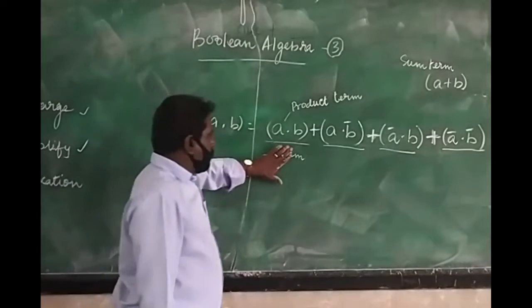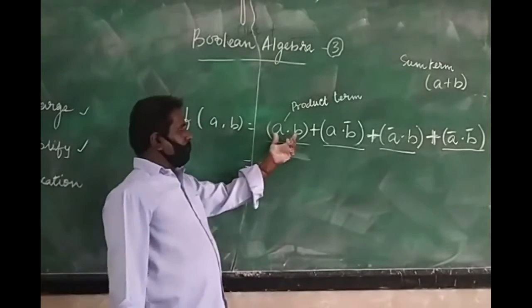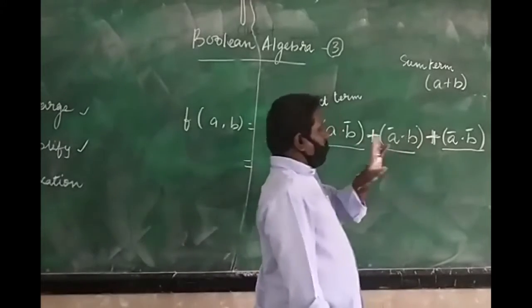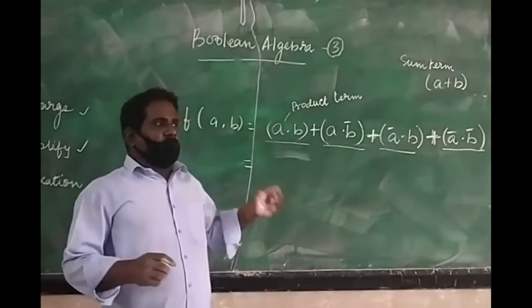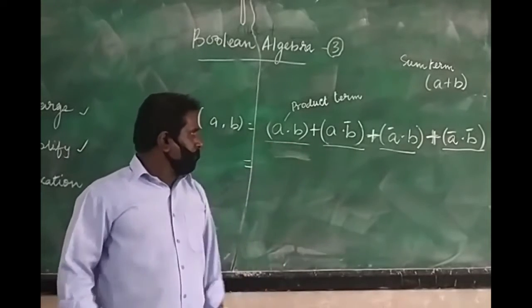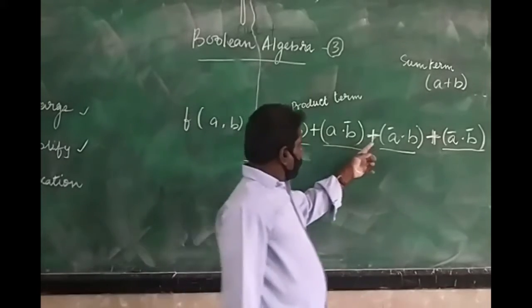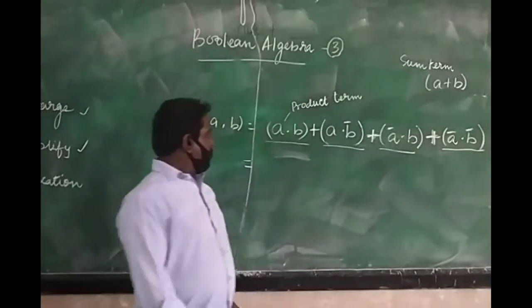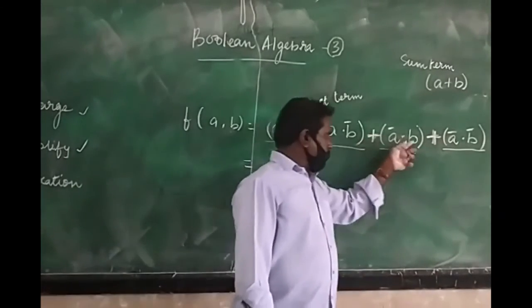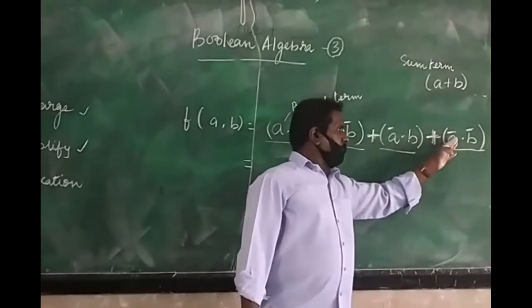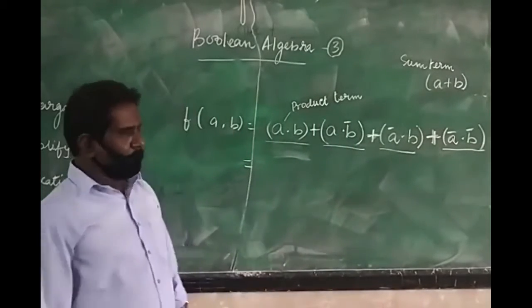Now let's come to simplification. How many terms are there? 1, 2, 3, 4. Four terms are there. Our first duty is to check whether any similar terms are there. A dot B, no similar terms. A dot B bar, no similar terms. A bar dot B, no similar terms. A bar dot B bar, no similar terms.